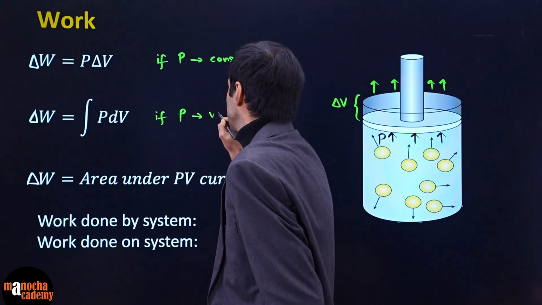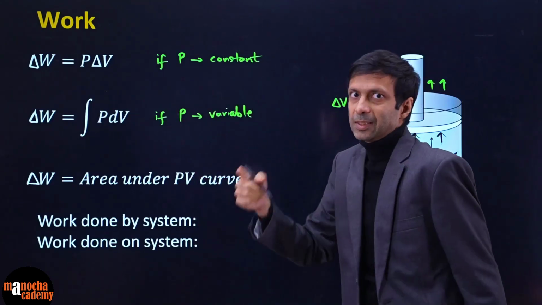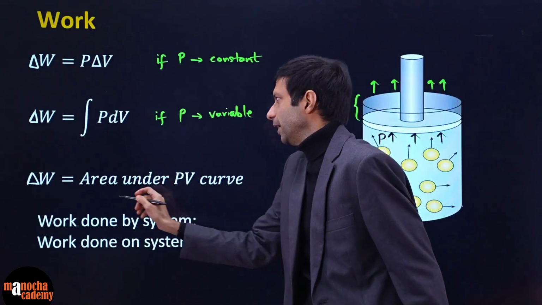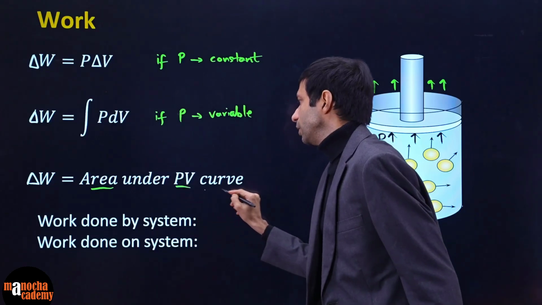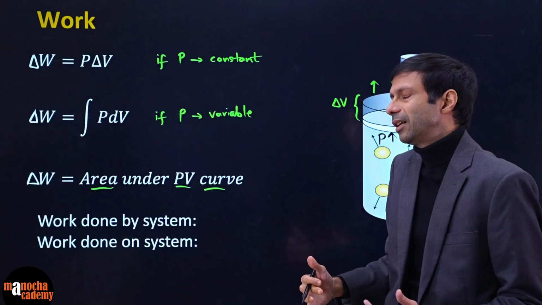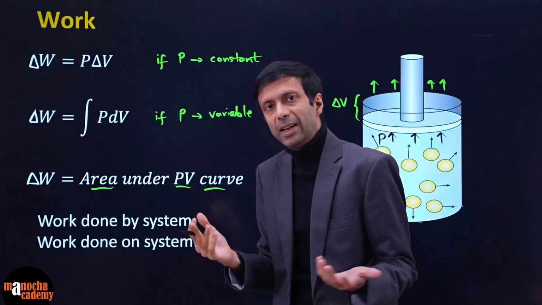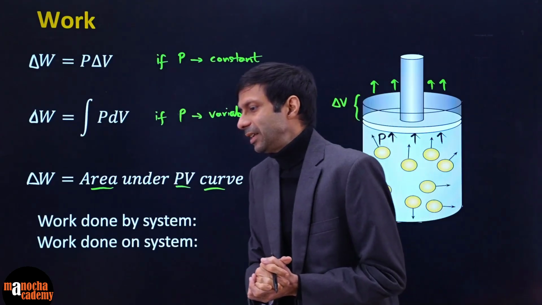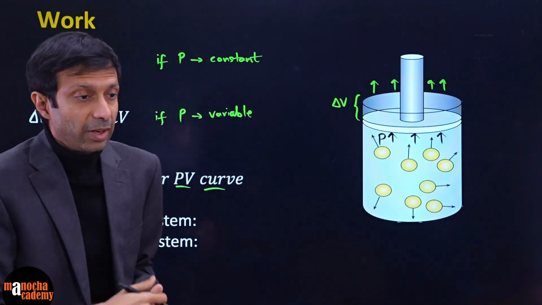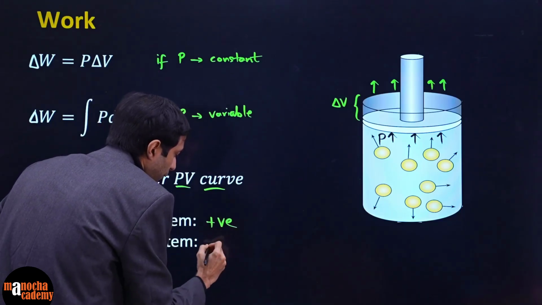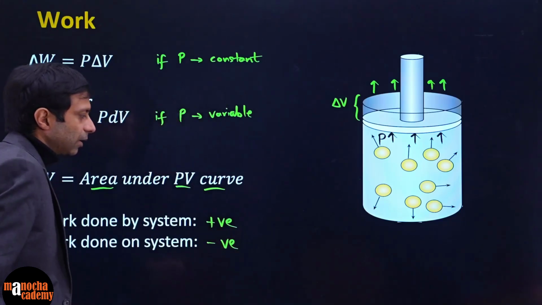So, very important concept. And since last time we talked about it, when you're integrating P dV, it's basically like finding the area under the PV curve. Okay, so this is a general case, whether it is constant or variable. If you find the area under the PV curve, you basically get the work done. Make sense? Okay, and work done is by the system. Remember, if the system is doing work, then we consider it to be positive. If work is done on the system, it is negative.